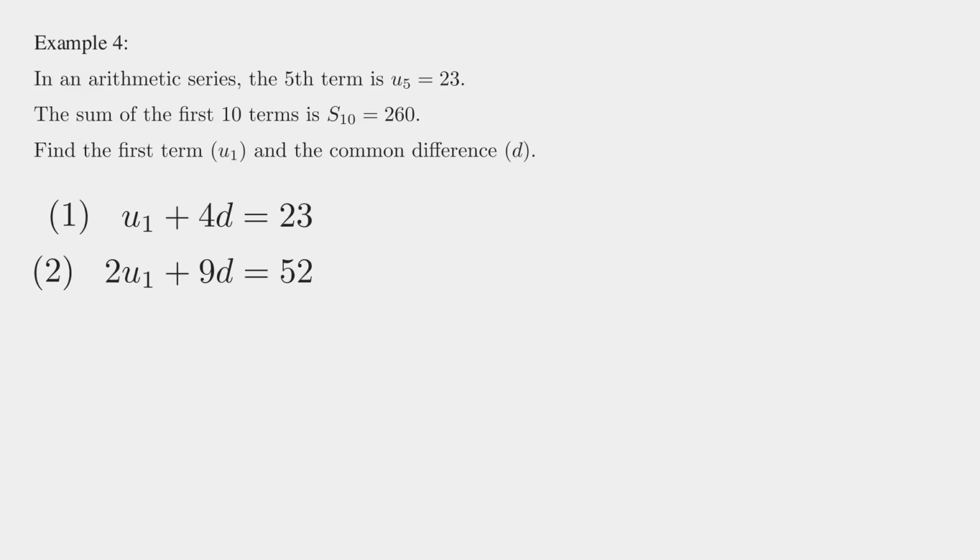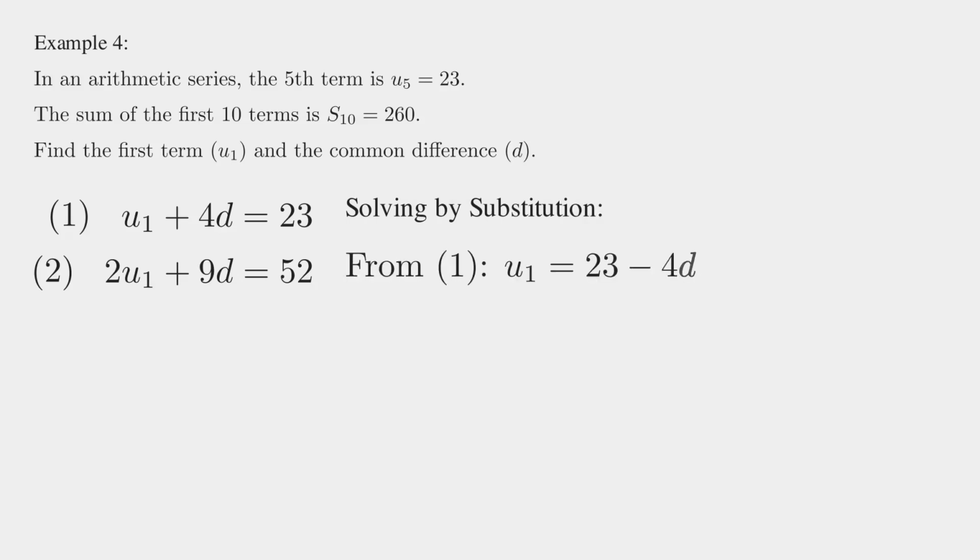Now we have a system of two linear equations composed of u1 plus 4d is equal to 23 and 2u1 plus 9d is equal to 52. We can solve this system using either substitution or elimination. Now substitution here is easier since u1 has a coefficient of 1 in the first equation. So from equation 1, we can express u1 in terms of d. This will give us u1 is equal to 23 minus 4d.